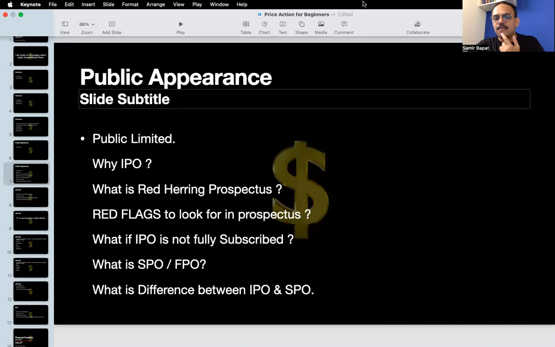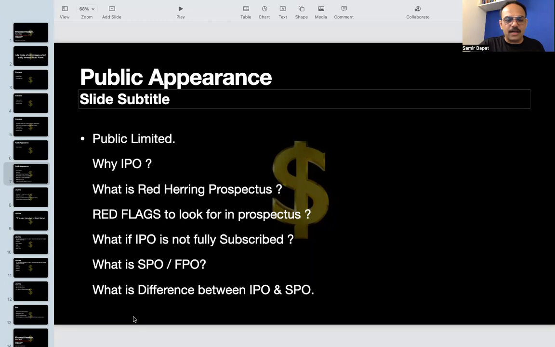So, what is a follow-up public offer? First the IPO will come, that is the initial public offer. After the offer is subscribed, you get the shares. Then the company starts trading on the stock market. Then the company thinks, okay, our shares are getting traded, let me collect some more money from the public, so they can come with the FPO.